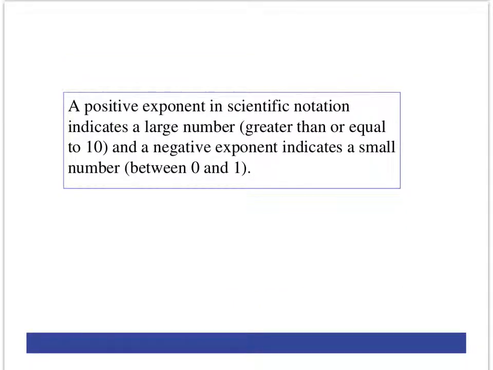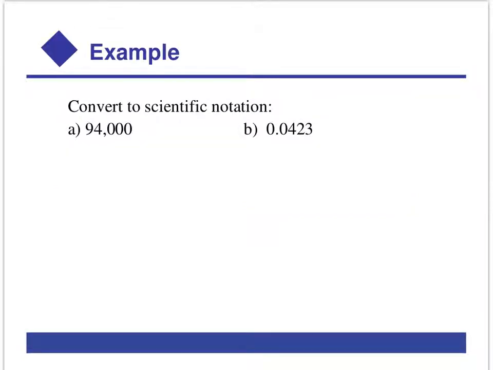So a positive exponent in scientific notation indicates a large number greater than or equal to 10, and a negative exponent indicates a small number between 0 and 1. So these are your indicators. So let's look at this one. It says to convert to scientific notation. Remember, you want a number that is between 1 and 10.